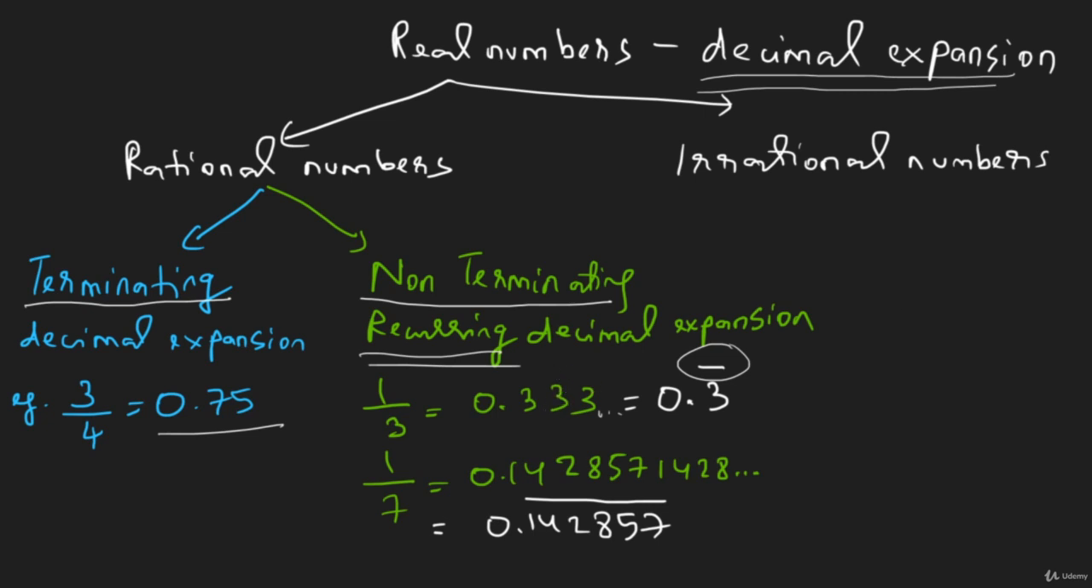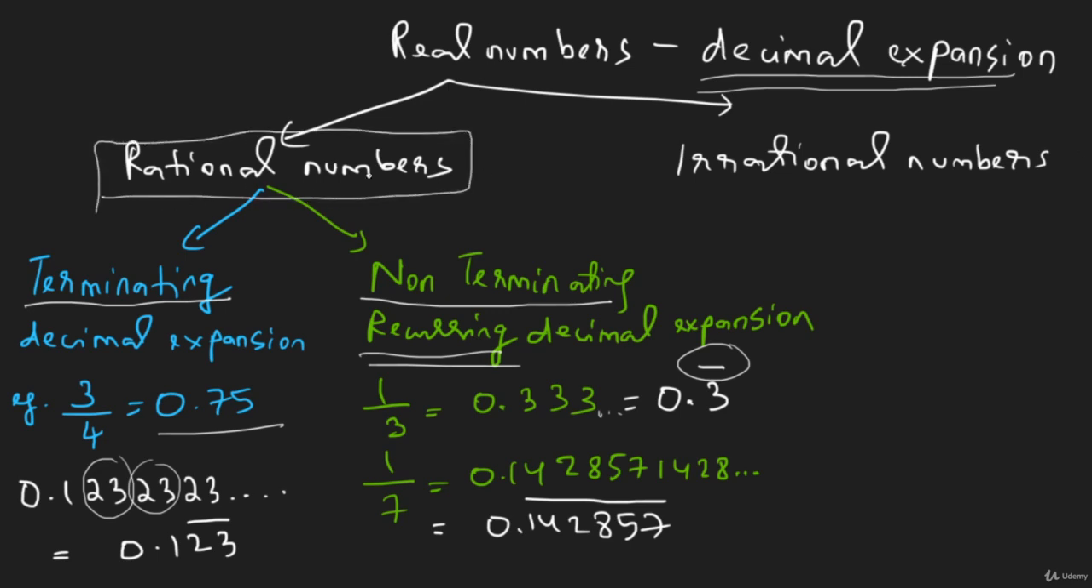Let's take one more example. Say you have 0.1232323. You can see that only 23 is getting repeated, right? 1 is not getting repeated. So this can be written as 0.123 with a bar on top of 23. Alright, so we have seen that any rational number, when you convert it to its decimal expansion, you will either get a terminating decimal expansion or a non-terminating recurring decimal expansion.